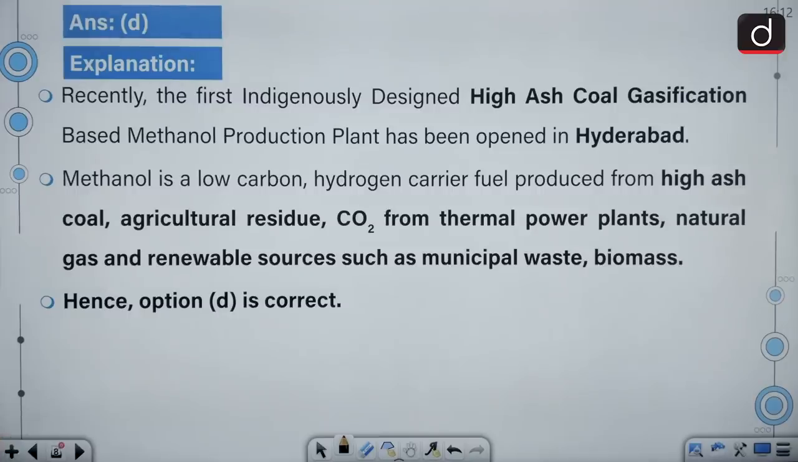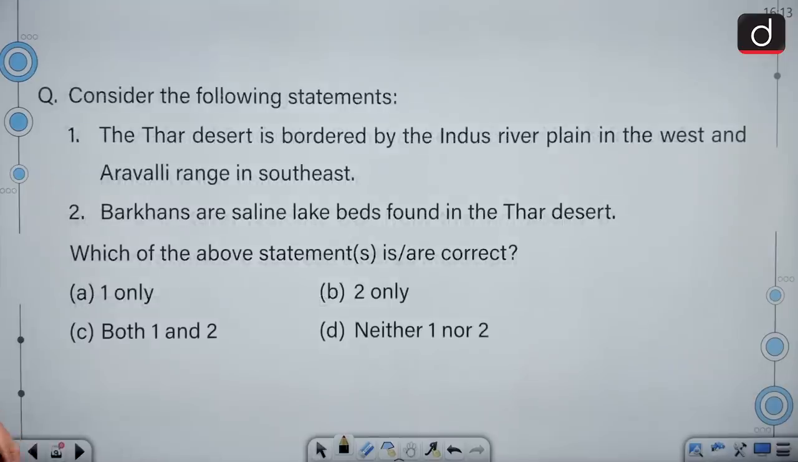Recently, the first indigenously designed high ash coal gasification based methanol production plant has been opened in Hyderabad. Methanol is a low carbon hydrogen carrier fuel produced from high ash coal, agricultural residue, CO2 from thermal power plants, natural gas, and renewable sources such as municipal waste and biomass.